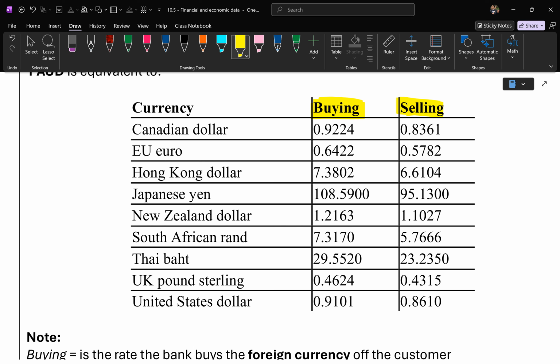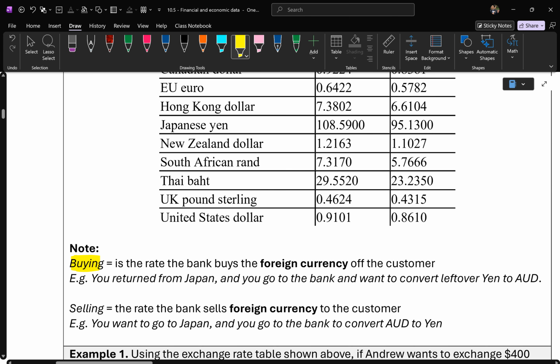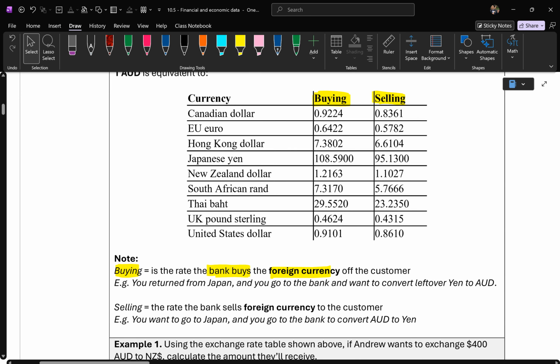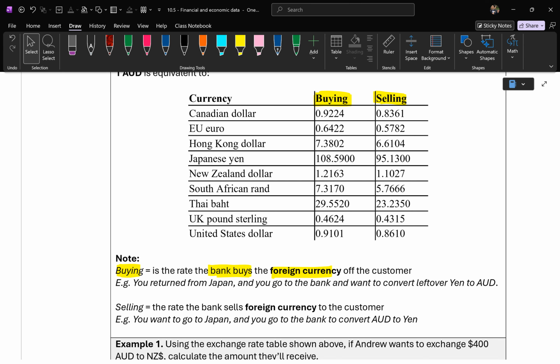The best way I explain it in my notes, and this might help you, is that this keyword here, buying, it's not in your sense of buying. It's the person, the shop. If you go to the bank, for example, the bank buys foreign currency. That's the key thing. So if you're in Australia and you go to the bank with leftover foreign money and say, I want Australian money now, they buy your foreign currency, and that's how much they're going to buy it for.